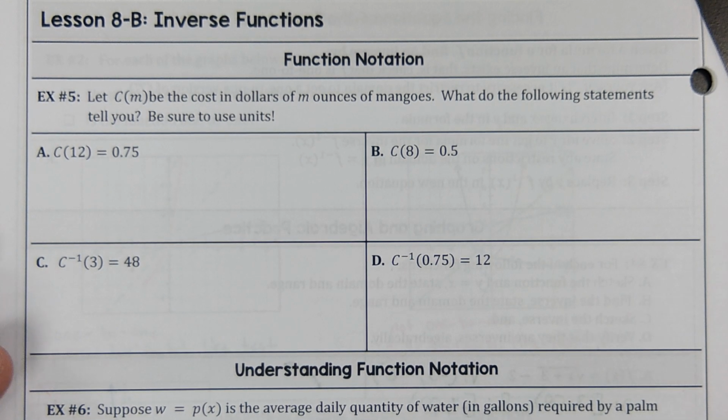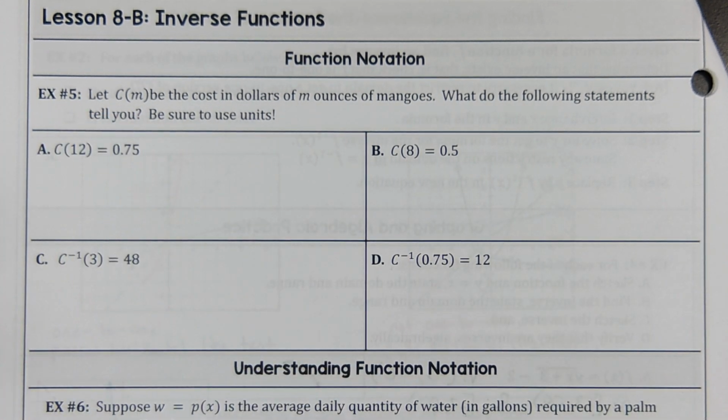Cool. So let C of m be the cost of... Wow, that was fast. Someone's already at the door. Getting interrupted like that. Let C of m be the cost in dollars of m ounces of mangoes. What do the following statements tell you? And make sure that you use units.